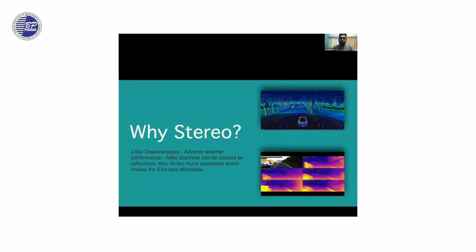But there are several disadvantages of LiDAR. The first one is that they are very expensive, so that actually makes its application less affordable. Also, in case of performance, it gets affected by bad weather conditions. Also, as it is using a laser beam and using the sonar technology to read the surroundings, it gets disrupted by the reflections which it faces from the surroundings.